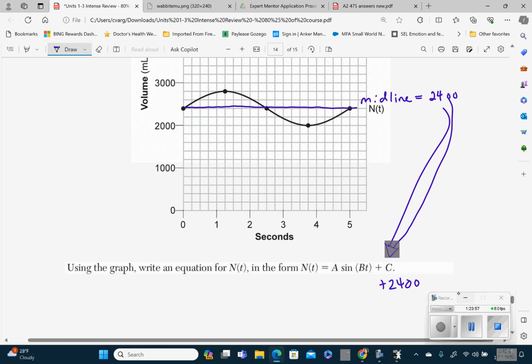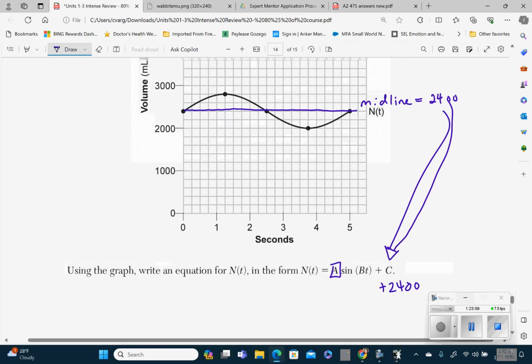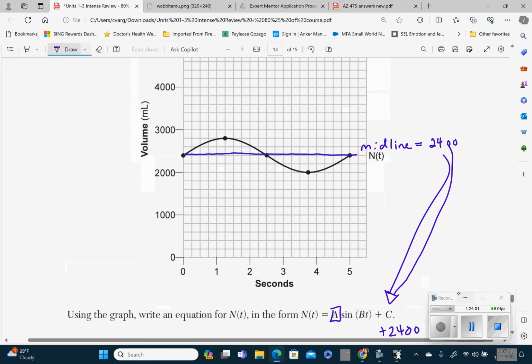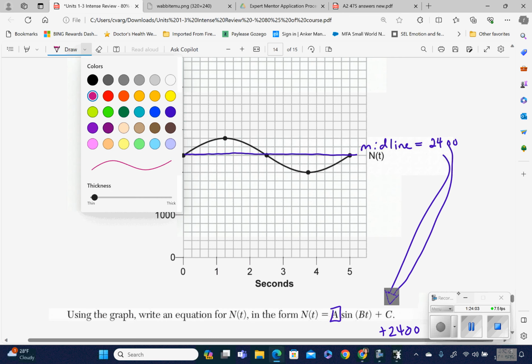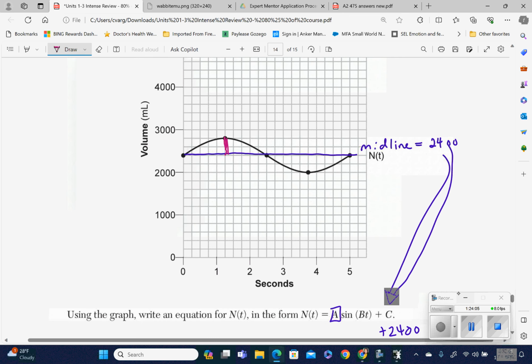Then our A is the next easiest to find. So how do you find the A? Let me do this in burgundy. The A is going to be that distance from the height to the midline, or from the midline to the lowest point. So how many numbers is that? This is 200, 400. So our height, our amplitude, our A here is going to be 400. So 400 is our height.